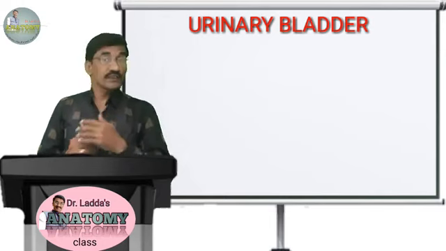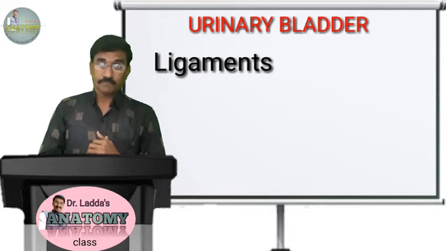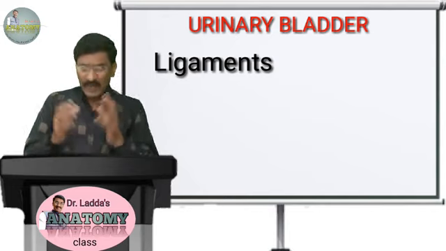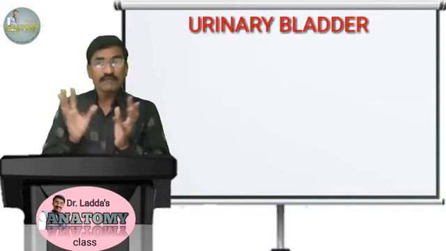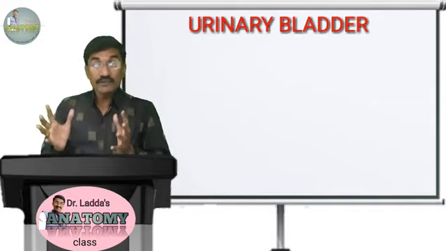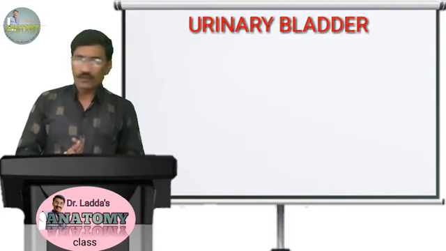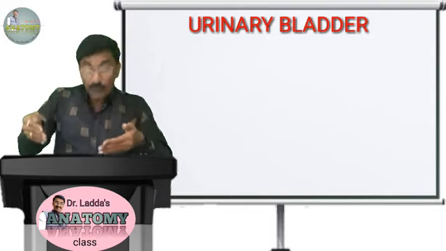Now your next heading should be the ligaments of the bladder. Bladder has both types of ligaments, true and false. What are the true? True means those ligaments which are actually supporting the bladder, and false, they are not playing any role in supporting the bladder.